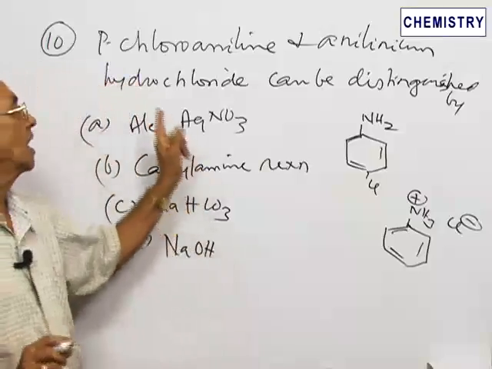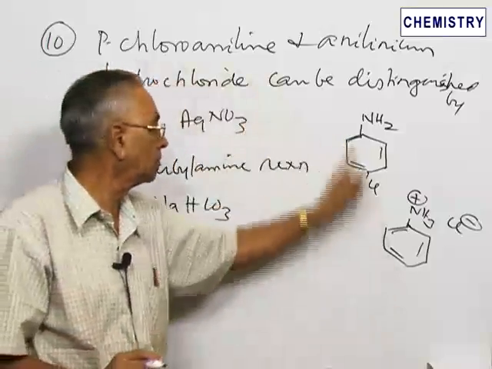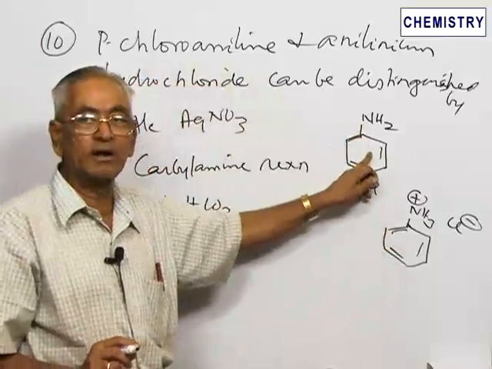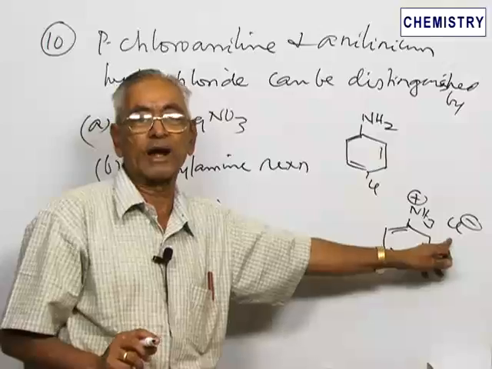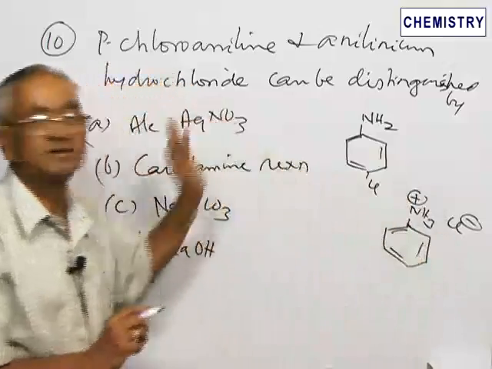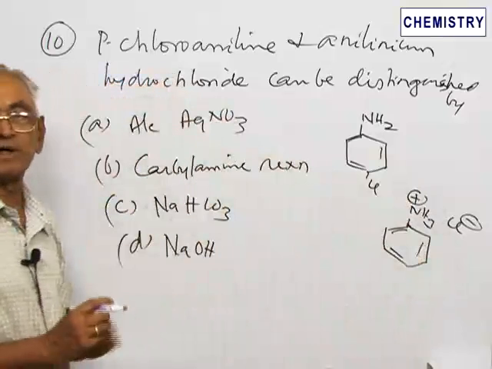This is parachloroaniline and this is anilinium hydrochloride. The question is how to distinguish between these two compounds. It looks like both contain chlorine. This contains the nuclear chlorine, this has chlorine only as an ion, a chloride ion, as a counter ion for the anilinium positive ion. How will you distinguish between the two? Four choices are given there.